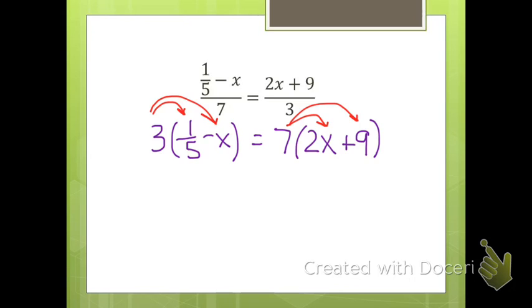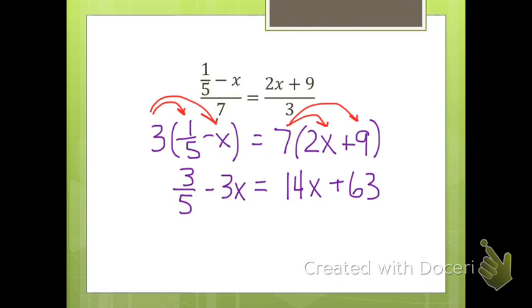So let's look here. So we would have 3 times 1/5 is just 3/5 minus 3 times x, which is 3x. And on the right side, 7 times 2x will be 14x. And 7 times 9 is 63. So that's our new equation there.